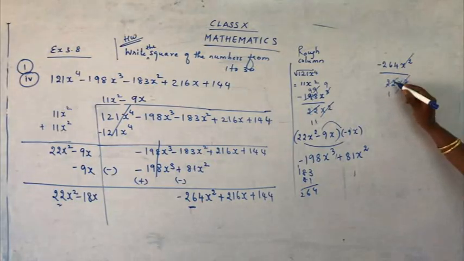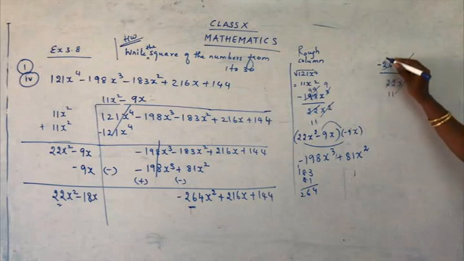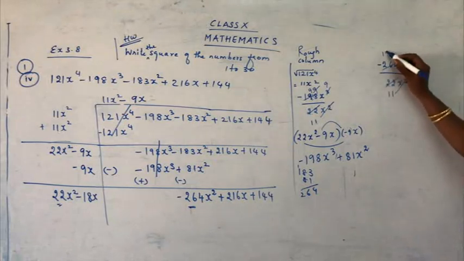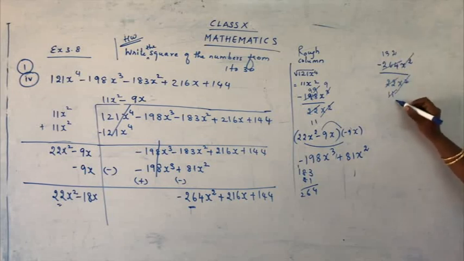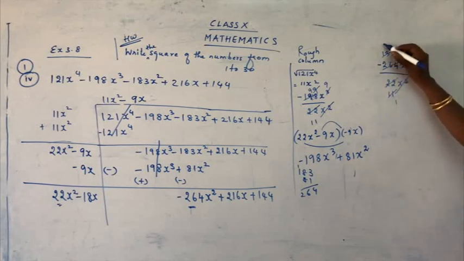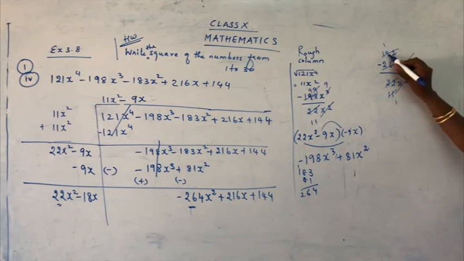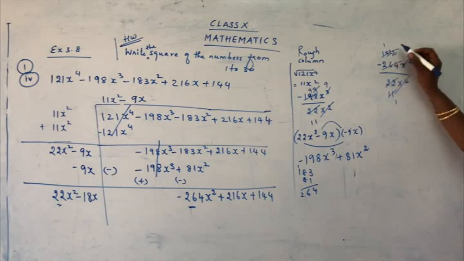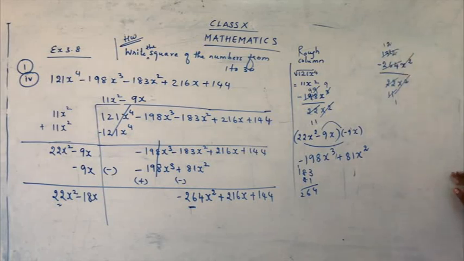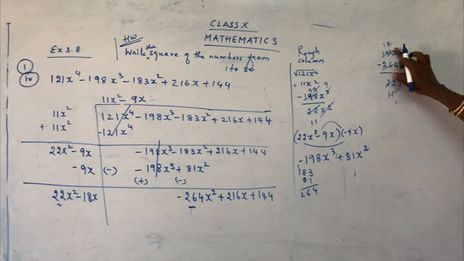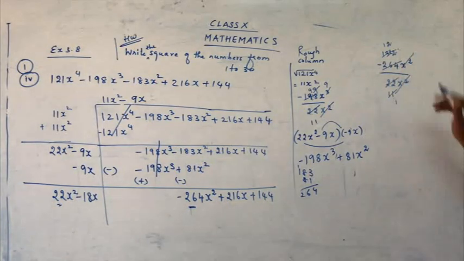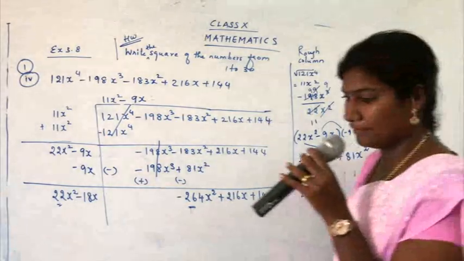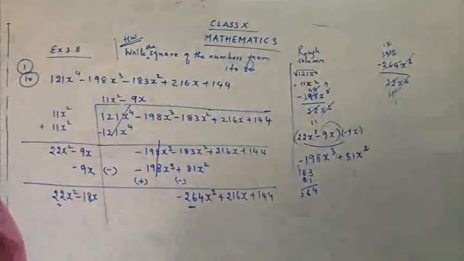2 ones are 2, 2 threes are 6, 2 twos are 4, 11 ones are 11. So how much is left here? 2, so 11 twos are 22. What is left here? Minus 12. No x variables, no variables here, because the x square gets cancelled. So only the number left is minus 12.